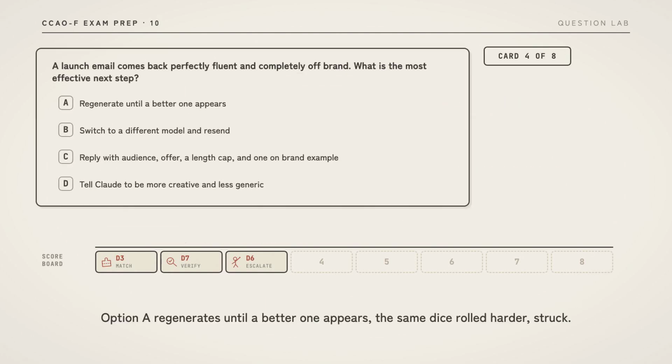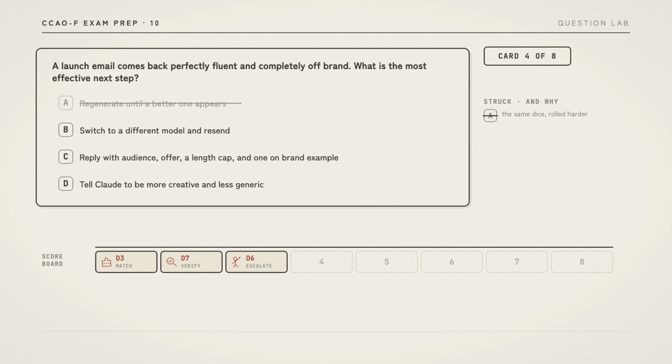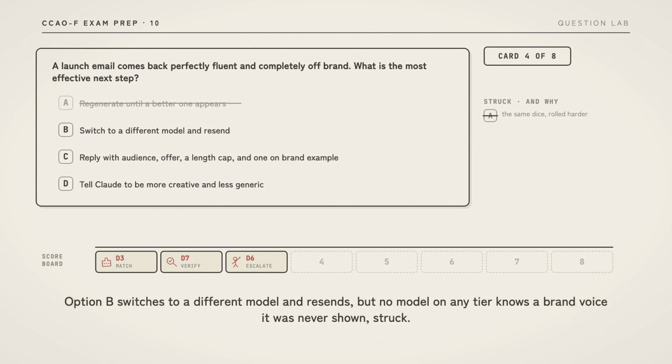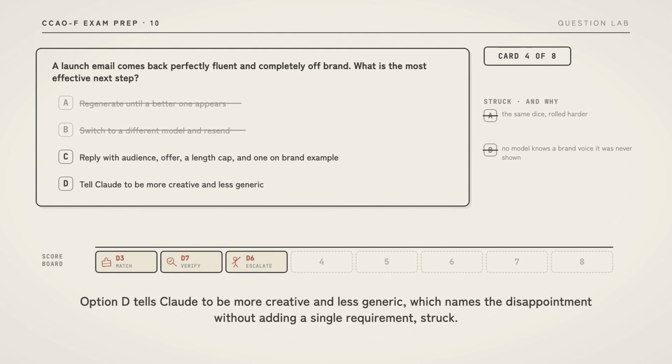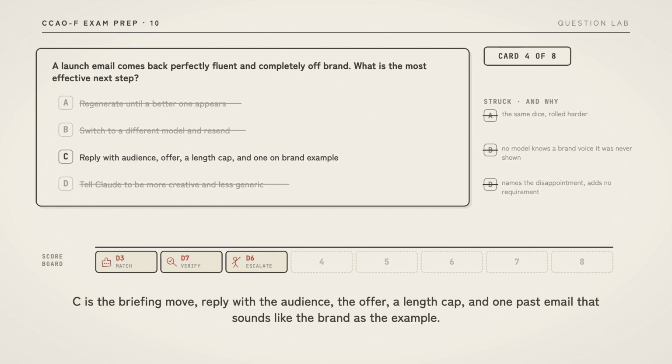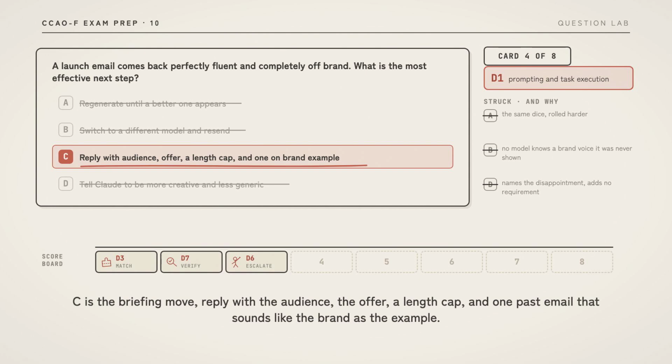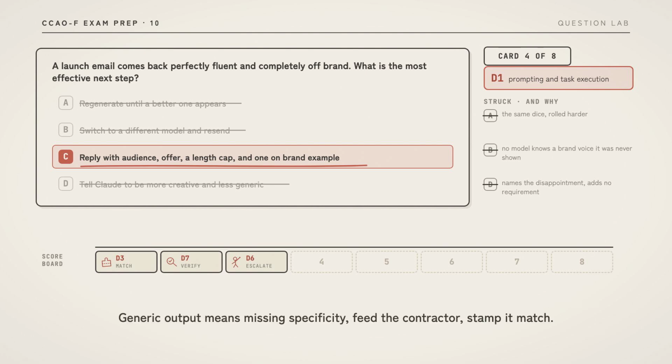off-brand. Option A regenerates until a better one appears, the same dice rolled harder, struck. Option B switches to a different model and resends, but no model on any tier knows a brand voice it was never shown, struck. Option D tells Claude to be more creative and less generic, which names the disappointment without adding a single requirement, struck. C is the briefing move, reply with the audience, the offer, a length cap, and one past email that sounds like the brand as the example. Generic output means missing specificity. Feed the contractor, stamp it, match.